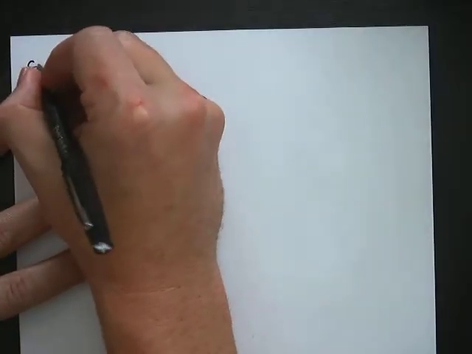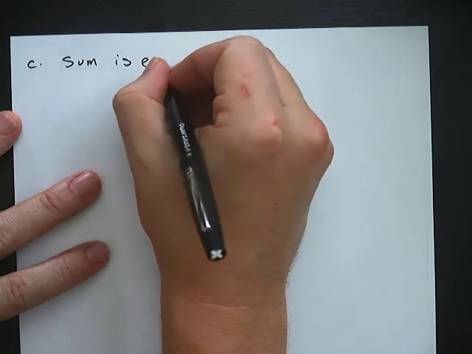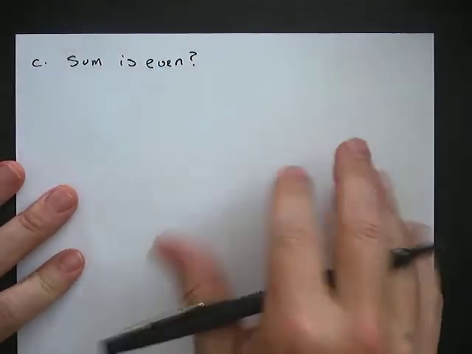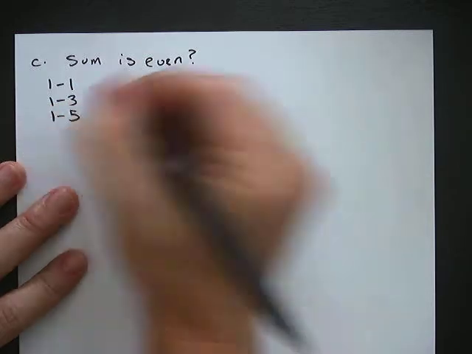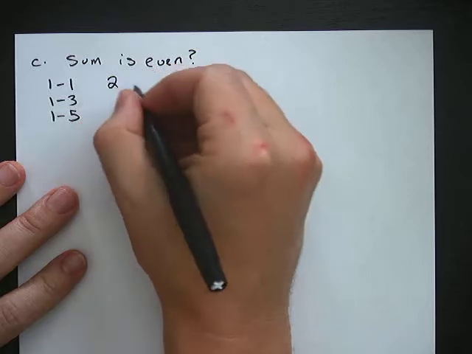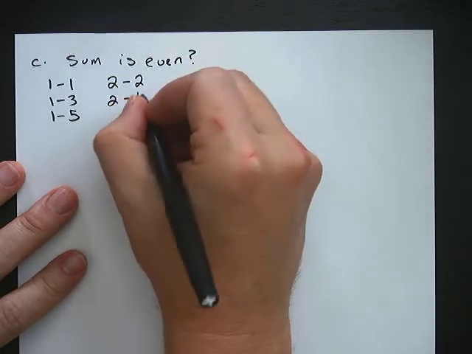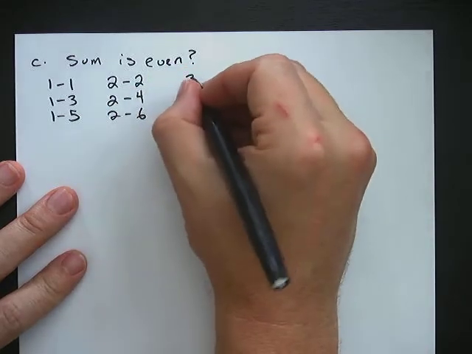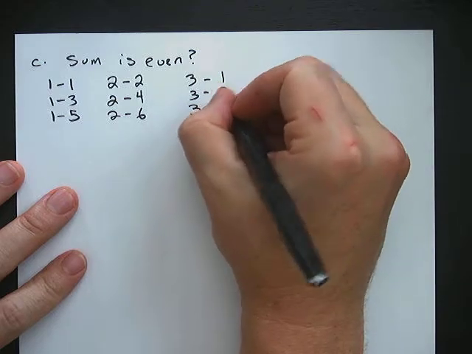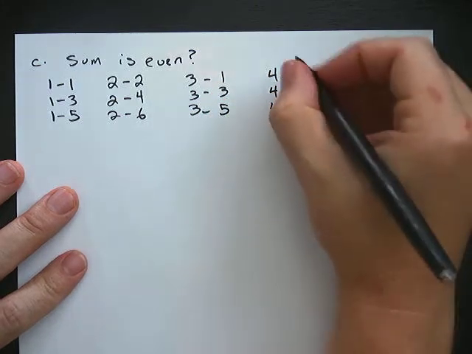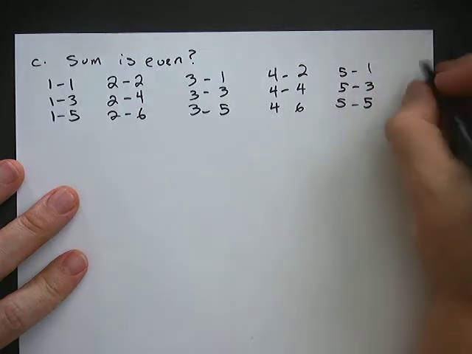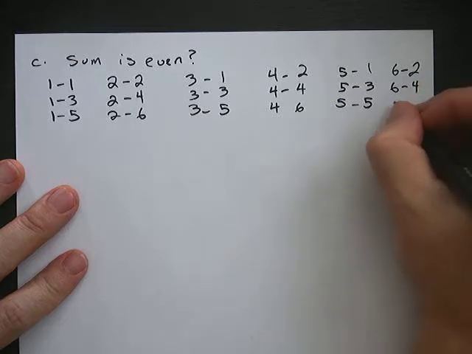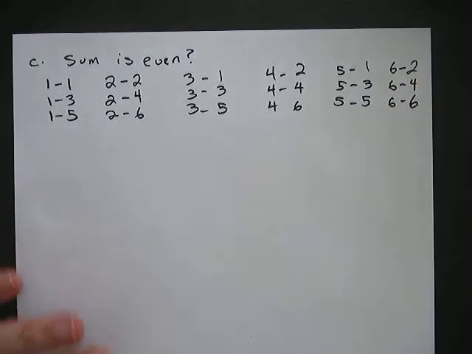Okay, let's try one more. Let's say the odds that the sum is even. So if my first die is a 1, my second die has to be a 1, a 3, or a 5. All three of those add up to an even number. If the first die is a 2, the second one has to be a 2, a 4, or a 6. If the first die is a 3, then the second one needs to be 1, 3, or 5. If it's a 4, it needs to be 2, 4, or 6. If it's a 5, it needs to be 1, 3, or 5. I hope you see the pattern. If it's a 6, it's got to be 2, 4, or 6 as the second die. So there are your possibilities of sums that are even.